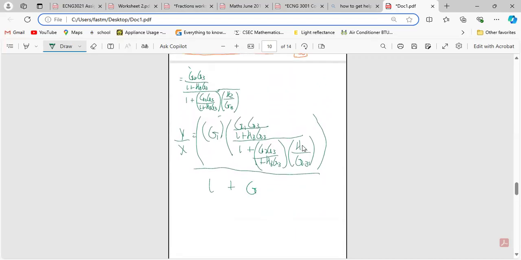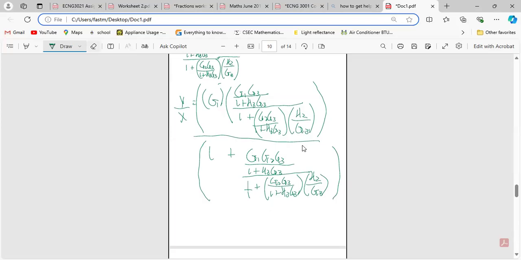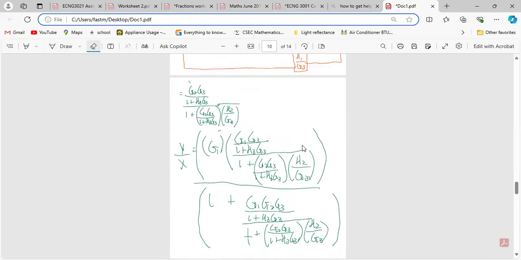So G1, G2, G3 over 1 plus H3, G3, all divided by 1 plus G2, G3 over 1 plus H3, G3, H2 over G3. At the top piece, it's already one piece, it's kind of understood. And then multiplied by H1, G3.